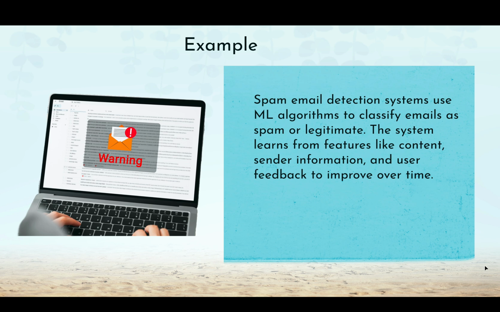These systems are trained on large datasets that include various features such as email content, sender information, and user behavior. Initially, the system learns from patterns in the data like specific words, links, or sender domains that are commonly associated with spam. Over time, as users mark emails as spam or not, the system adjusts and improves its accuracy by incorporating this feedback into its learning process. This continuous learning enables the spam detection system to become more effective at identifying and filtering out unwanted emails, adapting to new types of spam content as they evolve.